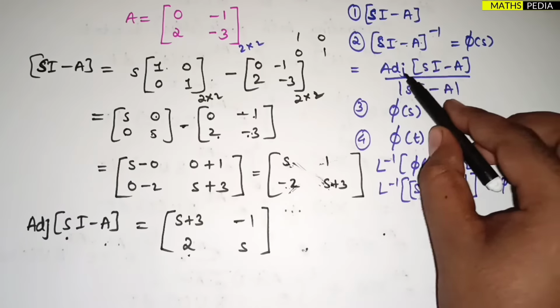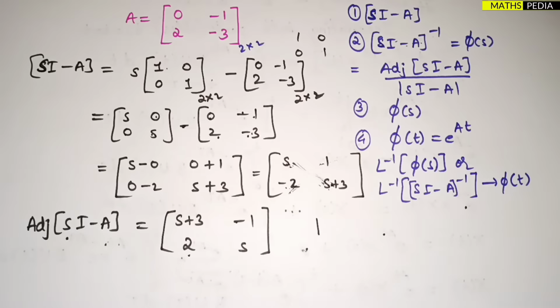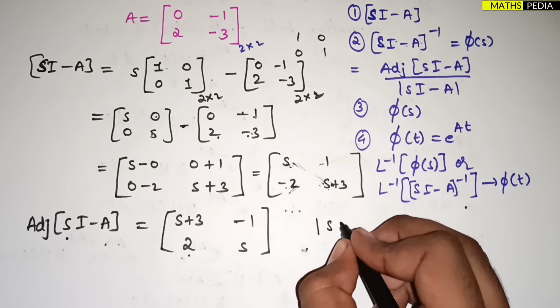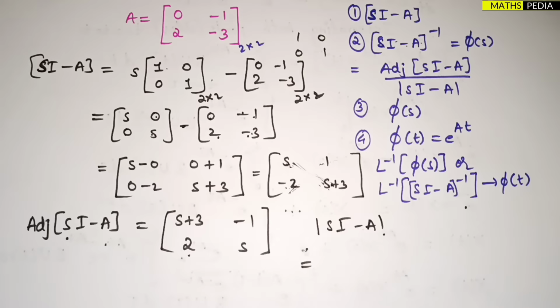Next step, the adjoint of that matrix divided by the determinant. How will you find the determinant of this matrix? Again, the same thing. Normal method: the determinant of SI minus A you have to find out. Since it is 2 cross 2, it's quite simple.